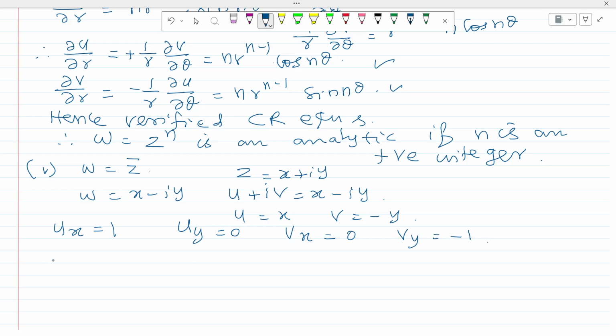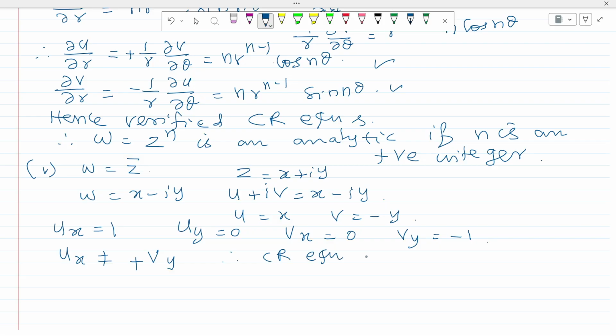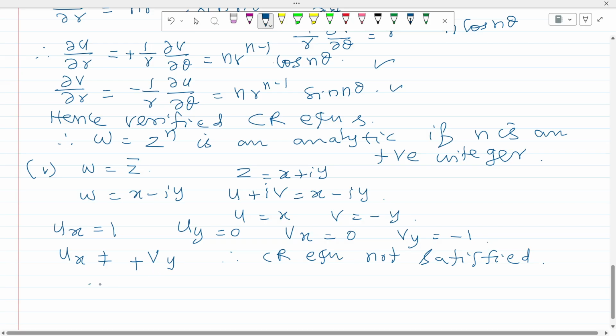vy is minus 1. You can see here ux is not equal to vy, na? Therefore CR equation is not satisfied. Therefore W equal to Z bar is not an analytic function.